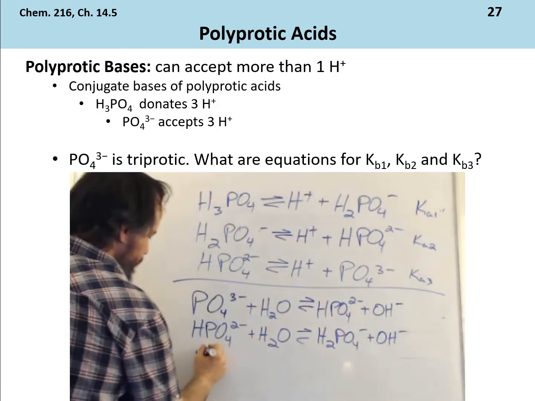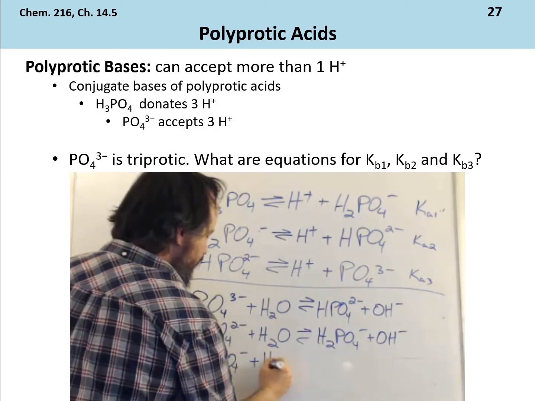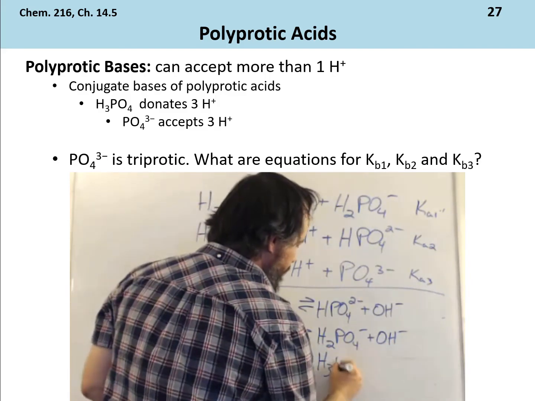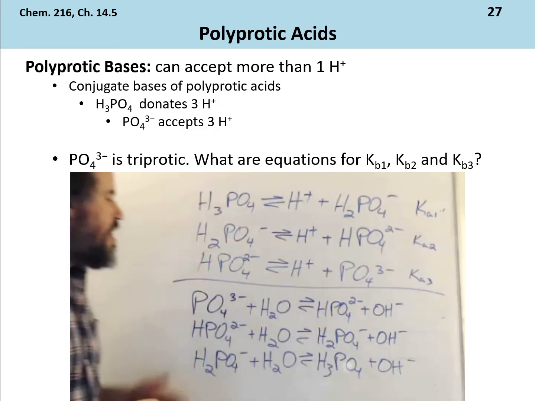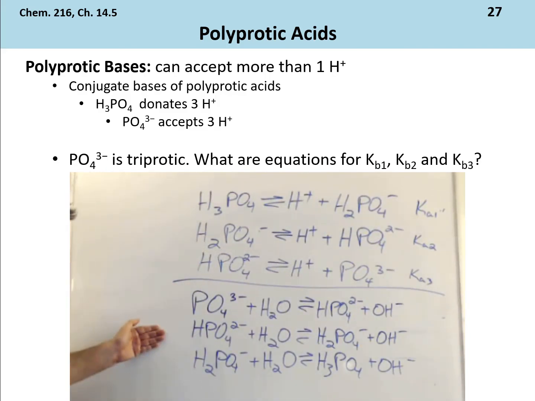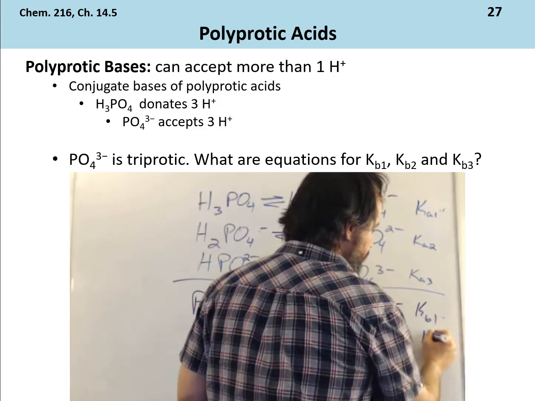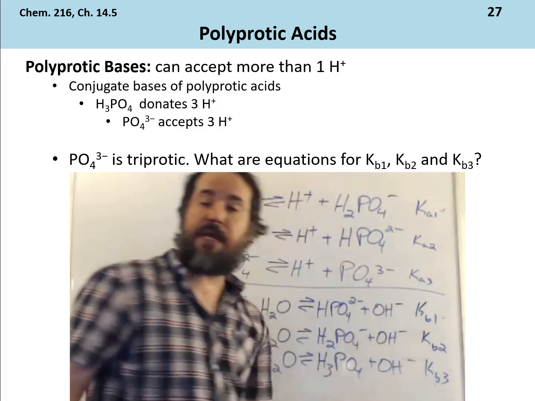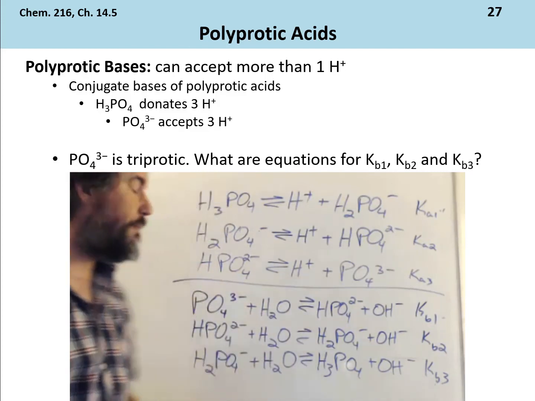Then that H2PO4 minus can take another hydrogen from H2O to form H3PO4. Right? This is a polyprotic base. It adds one hydrogen. This we call Kb1, Kb2, Kb3. Kb1 is always greater than Kb2. It's always greater than Kb3.